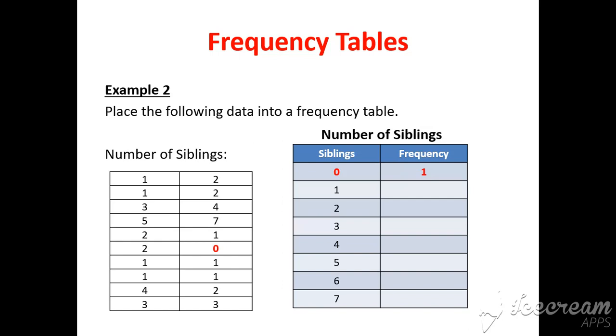All right, how many people had no siblings? 1 of them. How many people had 1 sibling? 7 people have 1 other brother or sister. 5 people have 2 other brothers or sisters. 3 people have 3 siblings. 2 people have 4 siblings. 1 person has 5 siblings. Nobody has 6. And 1 person in the survey has 7 siblings, which means plus themselves, they'd have 8 children in the family.